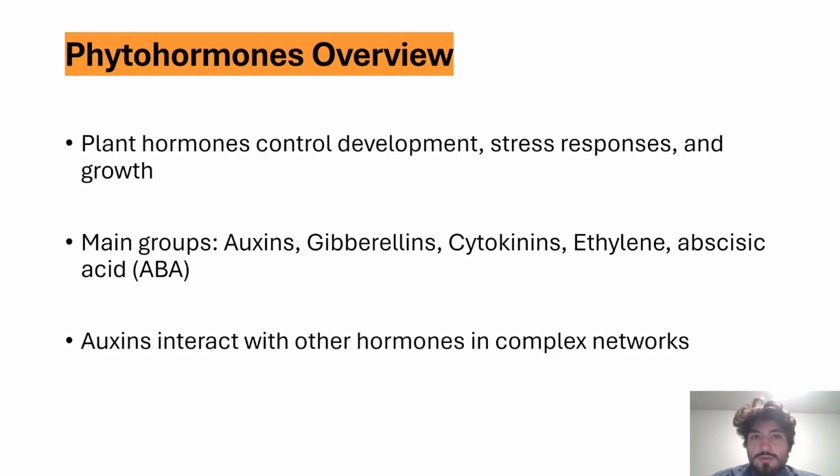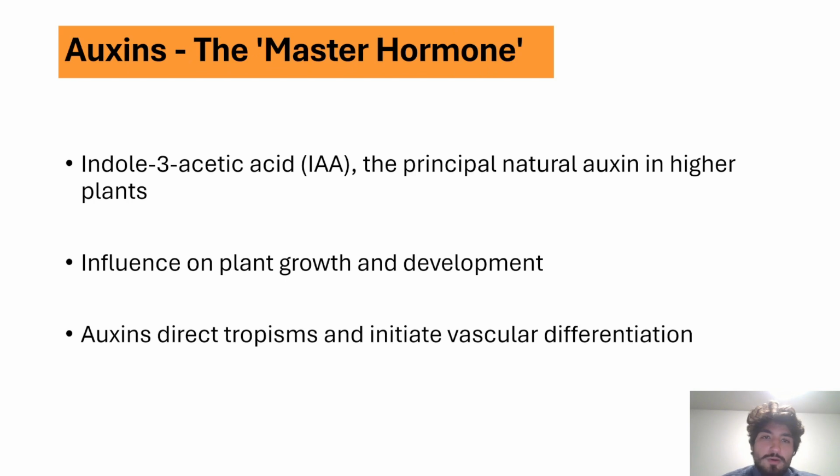So, phytohormones overview. We know that plant hormones control development, stress responses, and growth. The main groups are auxins, gibberellins, cytokinins, ethylene, and abscisic acid. The auxins interact with other hormones in complex networks, and that's why auxins are known as the master hormone. Indoleacetic acid is the principal natural auxin in higher plants and influences plant growth and development. Auxins also direct the tropisms and initiate vascular differentiation, which is xylem and phloem.